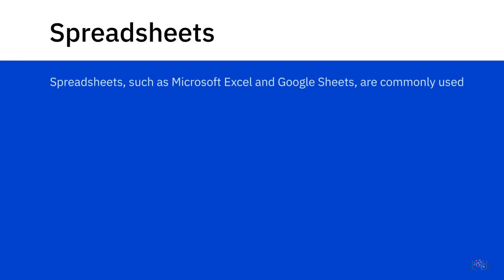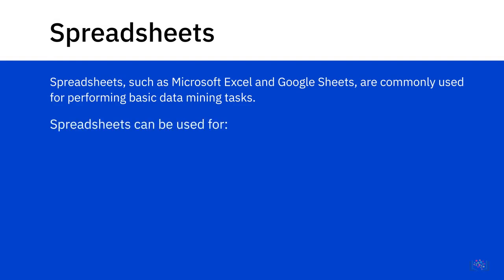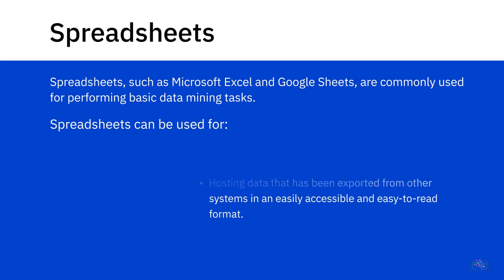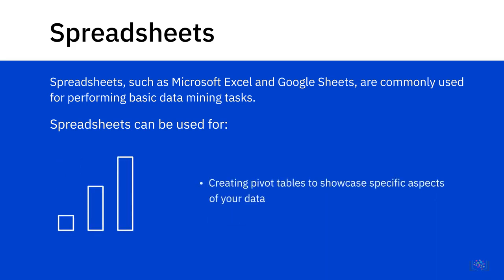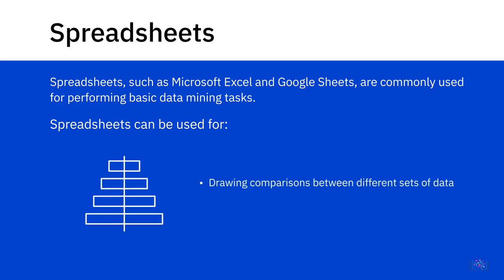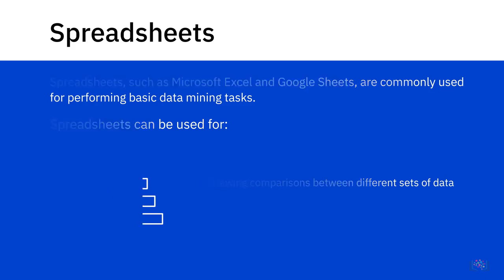Spreadsheets such as Microsoft Excel and Google Sheets are commonly used for performing basic data mining tasks. Spreadsheets can be used to host data that has been exported from other systems in an easily accessible and easy to read format. You can use pivot tables to showcase specific aspects of your data, which is vital when you have huge amounts of data to sort through and analyze. They also make it relatively easier to make comparisons between different sets of data.